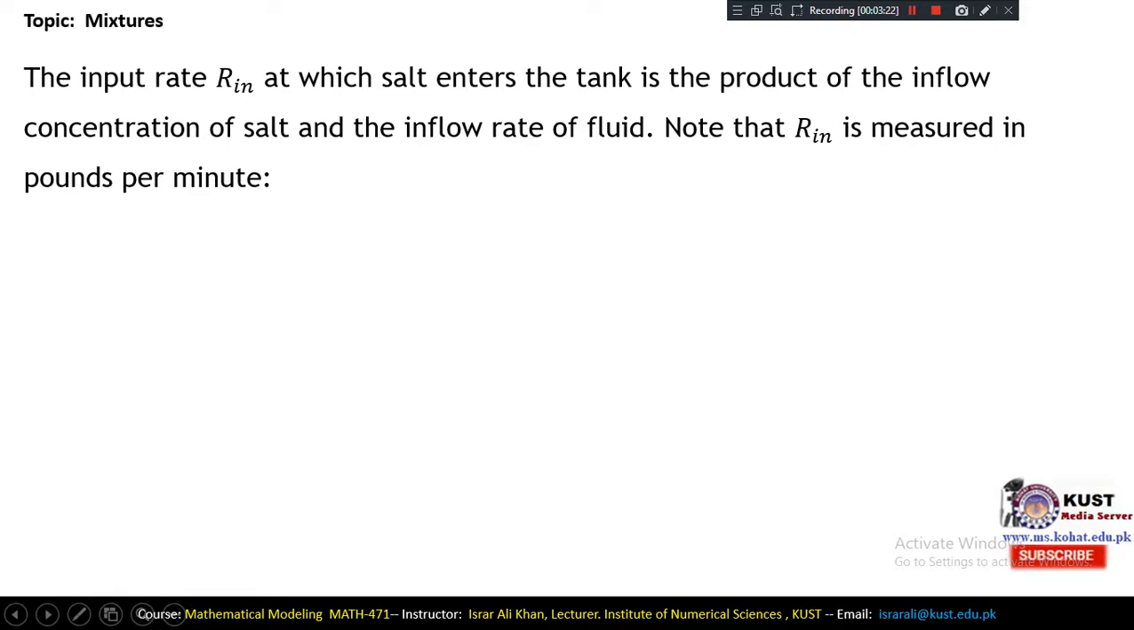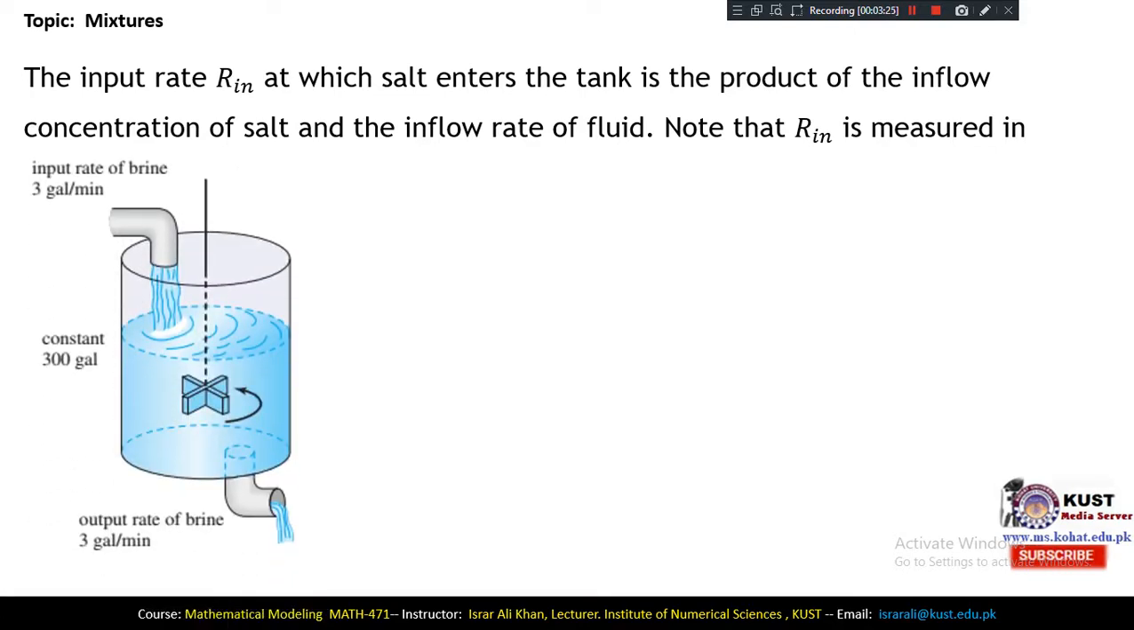We note that R_in is measured in pounds per minute, and you can see this is the tank which we discussed in the previous slide. It already contains 300 gallons of solution. Another solution is pouring into the tank at a rate of 3 gallons per minute, and we said that the amount of inflow and outflow is the same, so solution is also pumping out from the tank at a rate of 3 gallons per minute.